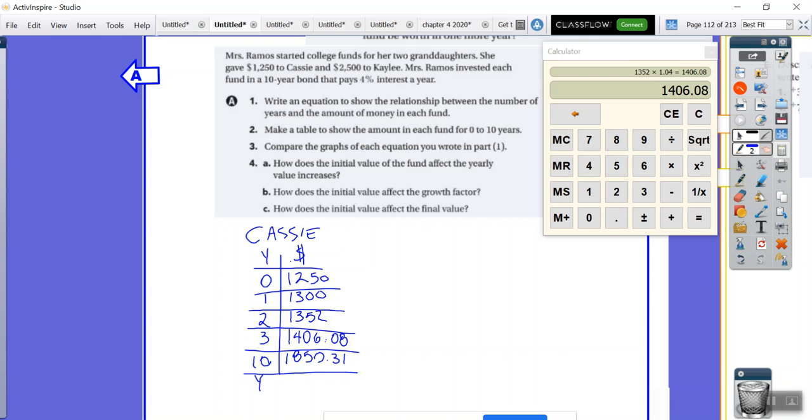And Abby, what was the equation that you got? N equals 1,250 times 1.04 to the y power. So it's tough for me to write on the board when it's this low. To the which power? To the y power.